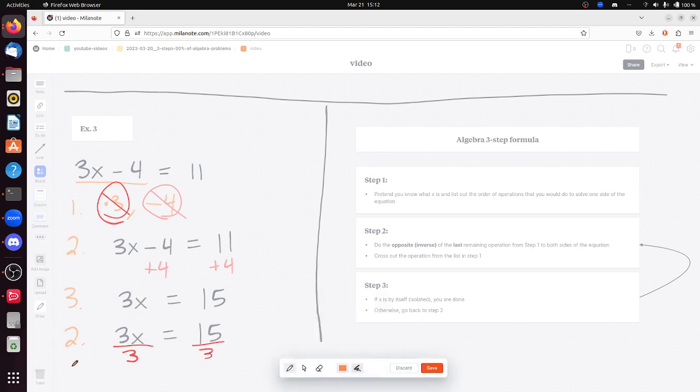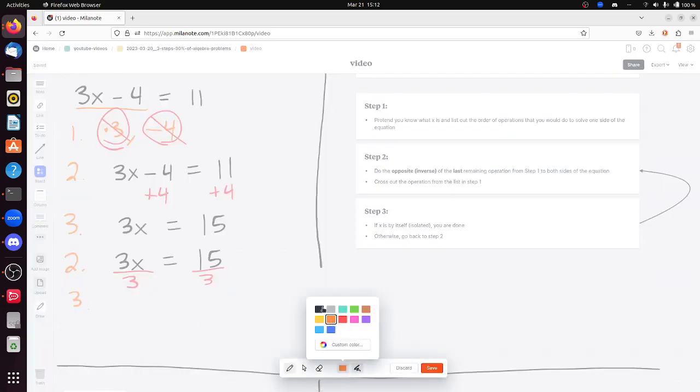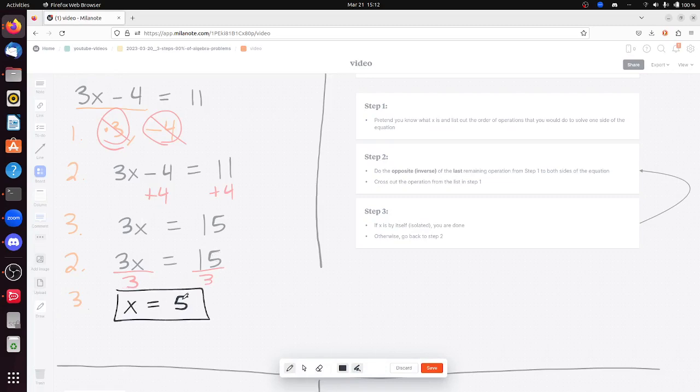And then if we actually do that, you can see that on the left-hand side, we'll just be left with x, and on the right-hand side, we'll be left with 15 divided by 3, which is 5. So 5 will be the answer here.